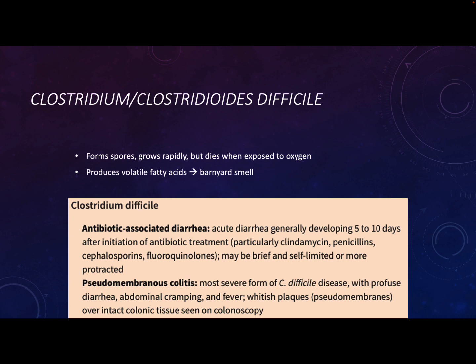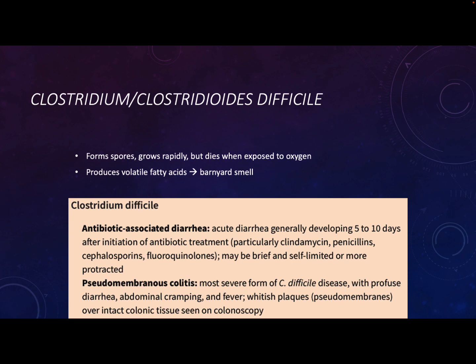They do form spores. They grow relatively rapidly. I have seen some papers say that they can replicate every 8 minutes. So they grow rapidly, but they will die when exposed to oxygen. That's what happens to obligate anaerobes, right? Obligate anaerobes don't do well with oxygen. They don't tolerate it. This particular species of Clostridium is the one that's really highly associated with causing gastrointestinal disease.